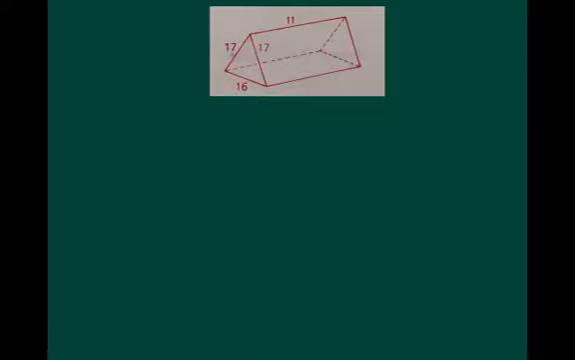Number 3 on page 563 is a typical problem from this chapter. It asks us to find, in A, the prism's lateral area. Now you'll recall that the lateral area is equal to the sum of the lateral faces of the prism.